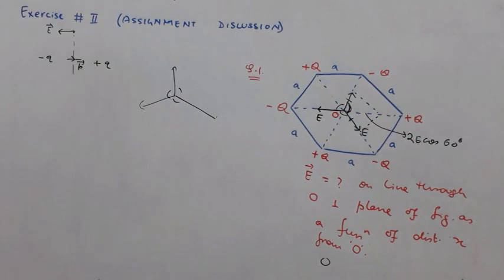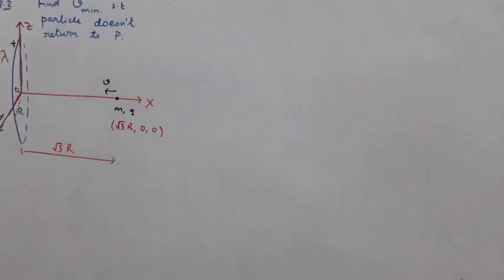Let's proceed to the next question. Here we have the second question. You can see there is a ring which is positively charged. Lambda is its linear charge density.